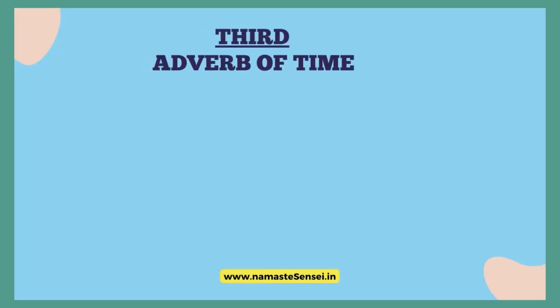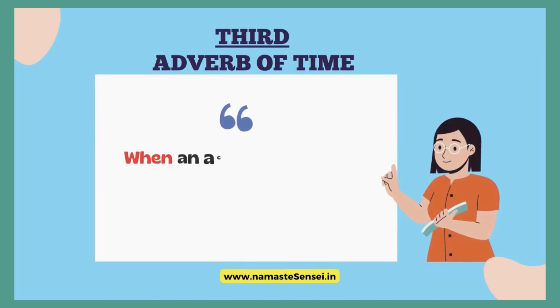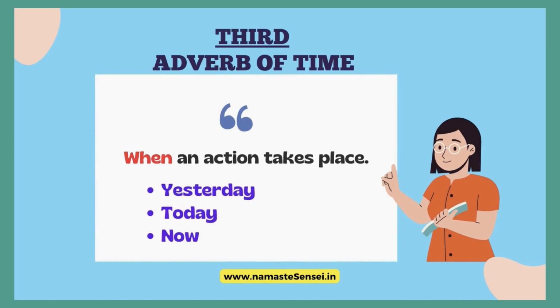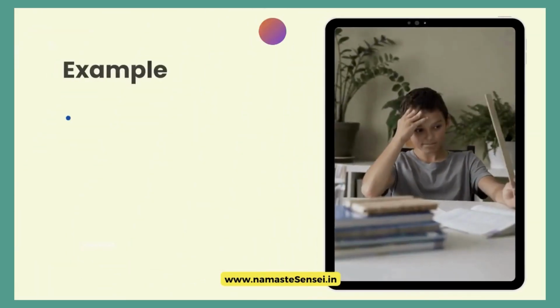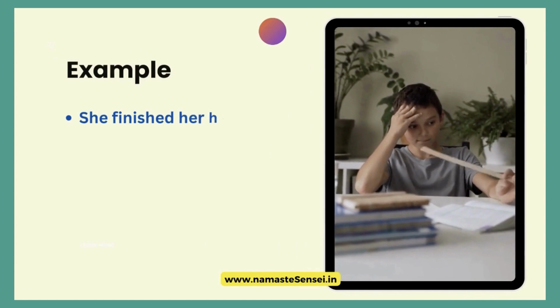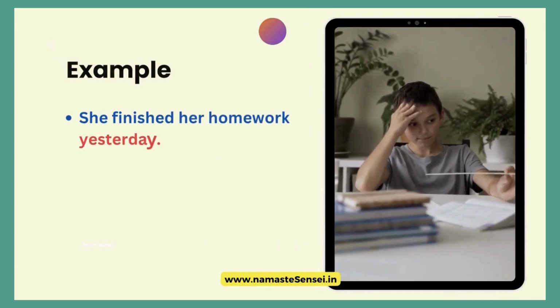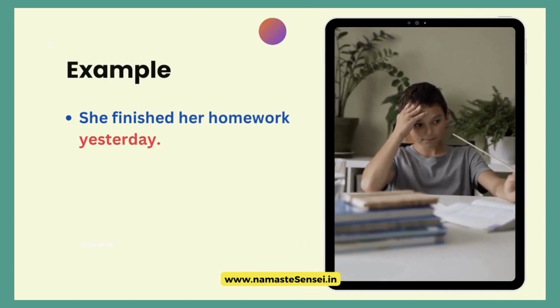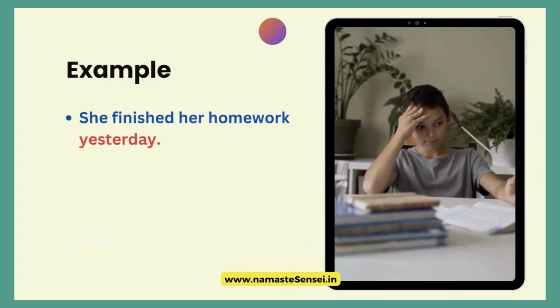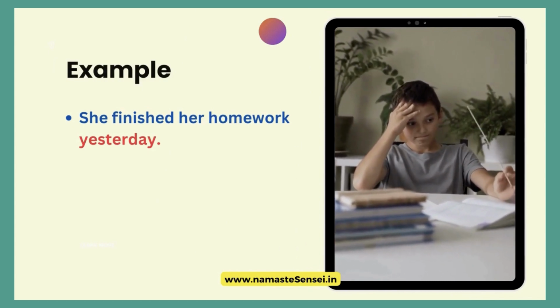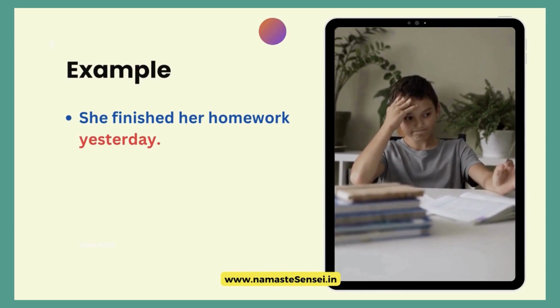Third, the adverb of time. These adverbs describe when an action takes place. For example, yesterday, today, now, and soon. Let us see an example of a sentence formed using an adverb of time. She finished her homework yesterday. By adding the adverb yesterday, we get a clearer picture of when she finished her homework. This adverb of time helps us to understand the timing more precisely.